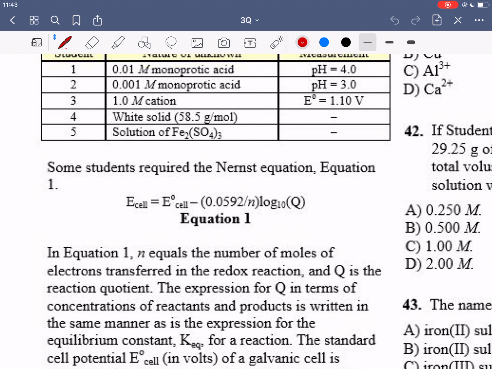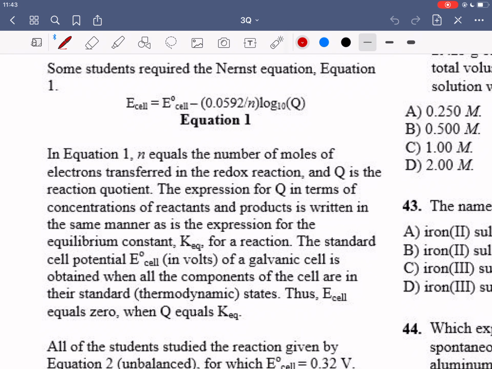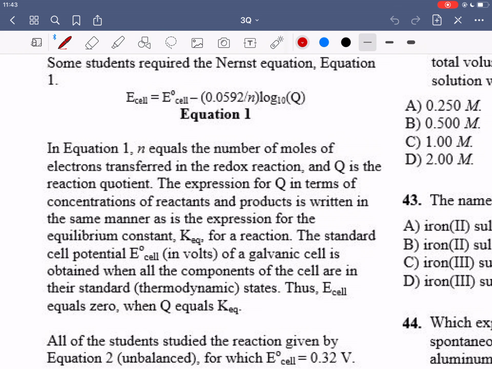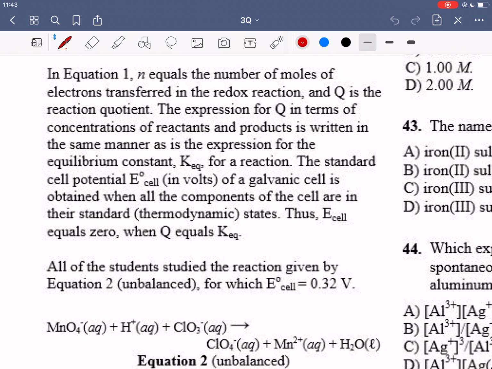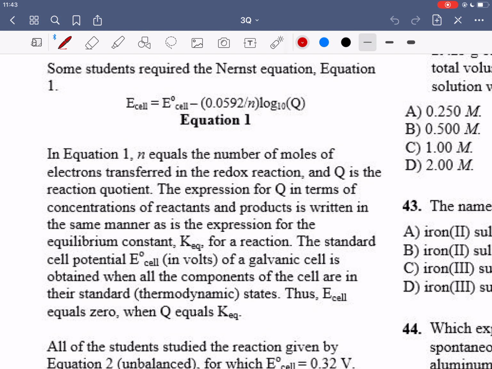So we don't have to go through the details right now. We know what's in the table. We'll come back to it if needed in the questions. Some students require the Nernst equation, and equation 1 is shown over here. This is pretty simple. It's just an equation. If we need it, we'll use it in the calculations, but if you study electrochemistry, you should have already learned this. In equation 1, they're going to give us an explanation.